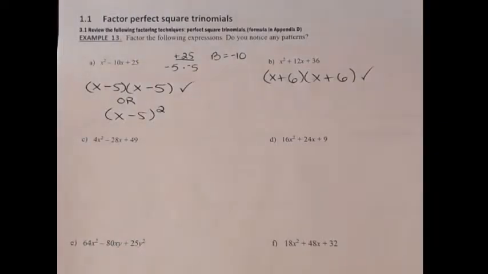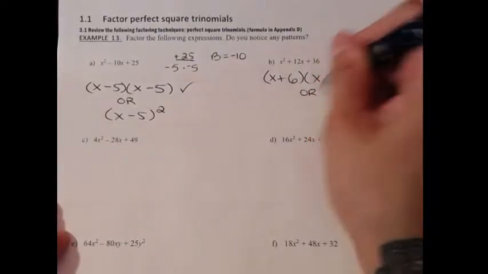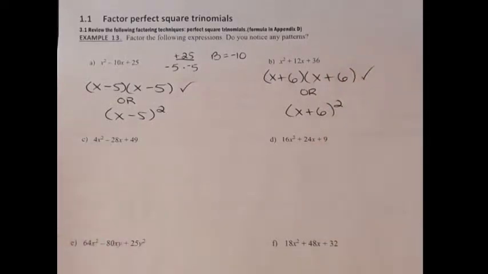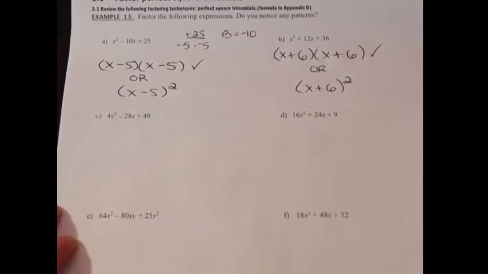Not bad, right? I think perfect square trinomials are actually pretty cool because you're able to look at the fact that we have perfect squares and break it down similar to how we broke down our binomials. So again, just so that you have it, you could rewrite this as x plus 6 quantity squared. Okay, cool. Take a look at part C.